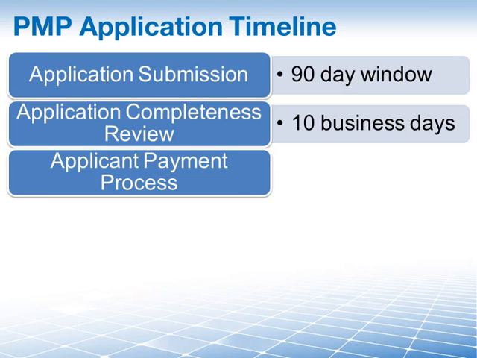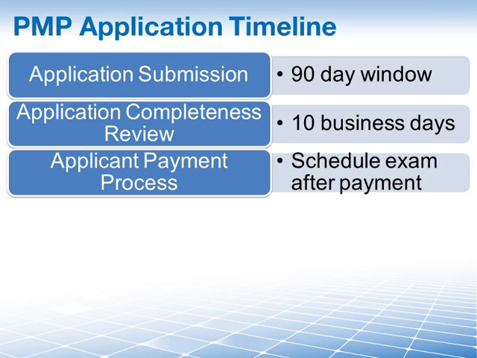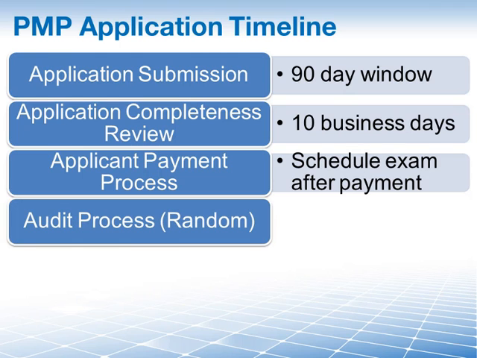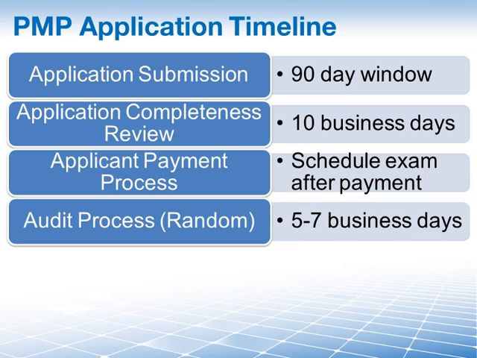Once you are approved and the review has come back as yes, it is complete, you can then pay. And after you have paid, you can schedule your exam. But what may happen is that you are randomly selected for an audit, which means you now have to provide additional supporting documentation to PMI. And once you send this audit documentation to PMI, PMI takes between 5 to 7 business days to get back to you and say, yes, you have passed your audit.